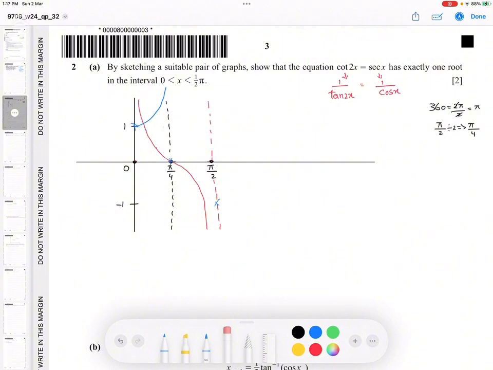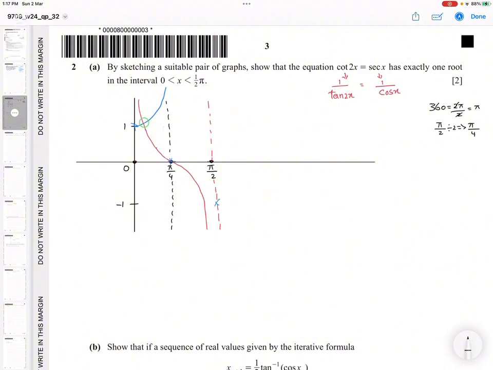So actually this is your sketch which examiner wants from you in this part. They are intersecting at one point only. I am circling it in the green color. So your answer would be, show that the equation has exactly one root in the interval. So you have shown this, and you can write only one root. You can circle it as I circled it in green color.